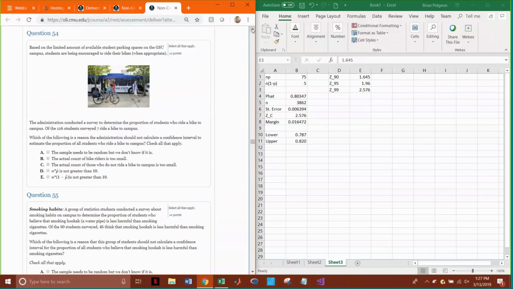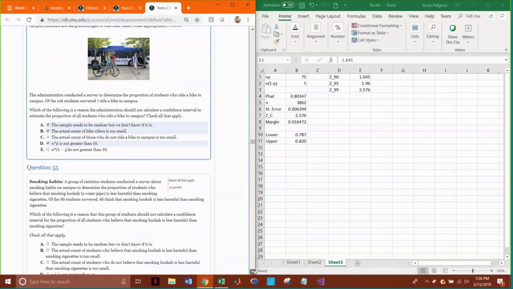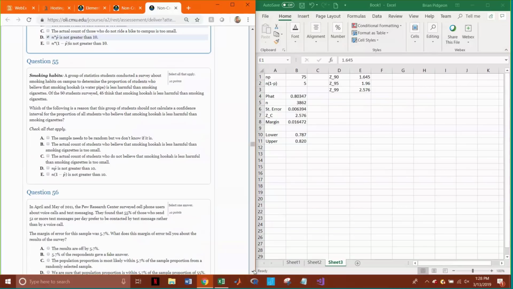54. We want to know if we need enough student parking spaces, so the administration conducted a survey to determine the proportion of students who ride a bike to campus. Of the 126 students surveyed, 7 ride a bike. Well, this is just like the questions we did in the very beginning. One, we don't know if it's random. Two, the count of bike riders is still too small. It needs to be at least 10, which means that n times p-hat is not greater than 10. N times p-hat is 7. N times 1 minus p-hat is 119. Just like before. Same question.